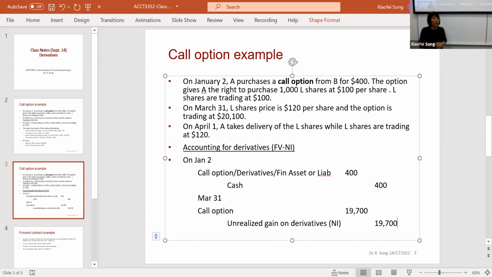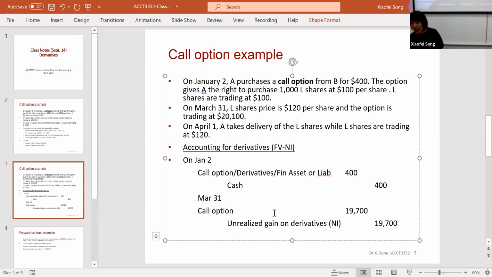We should know what to do, right? It is very clear, there's no ambiguity. This gain should be recognized first, and this gain should be included in income statement, be part of the net income. Okay, so that's that.